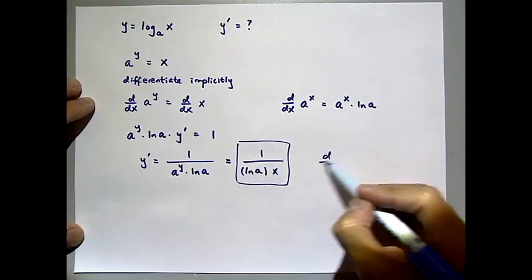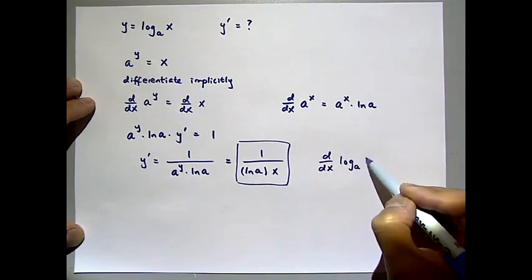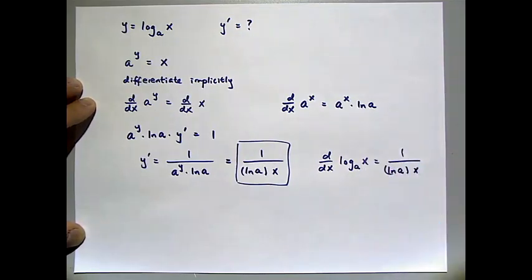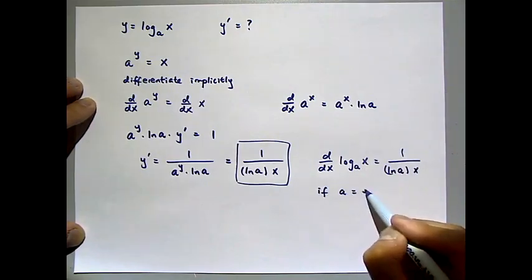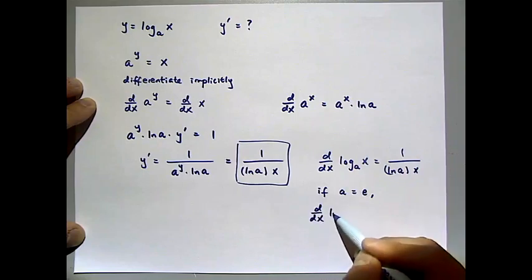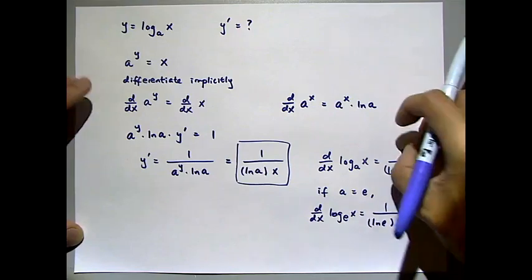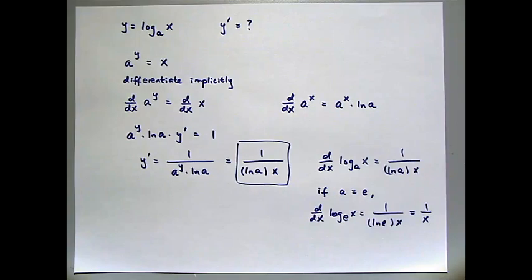Okay, so that's the derivative of log base a of x: 1 over ln of a times x. And notice that if a is equal to e, then derivative of log base e of x is 1 over ln of e times x, equal to 1 over x, as we expected. Right? We know natural log of x has derivative of 1 over x. So that statement is true for any valid base of a, including e itself. All right? Questions?